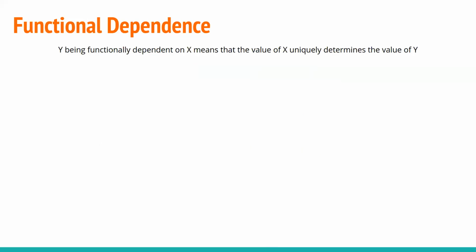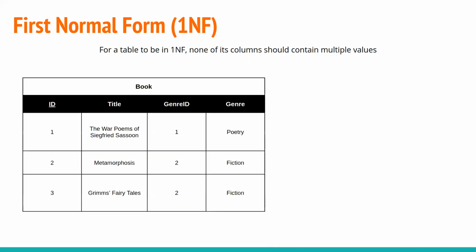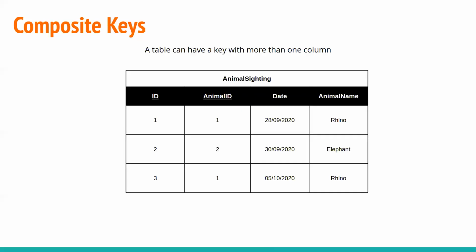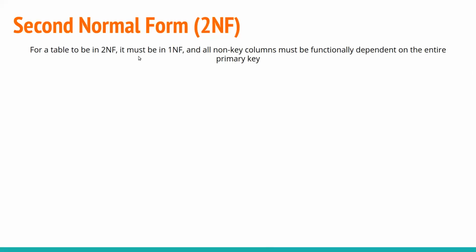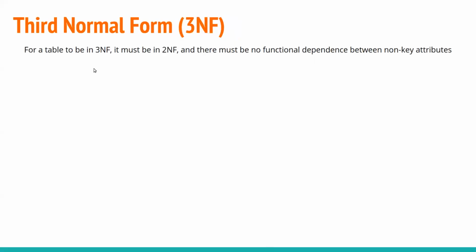In 1NF, for a table to be in 1NF, none of its columns should contain multiple values. For second normal form, the first part of the rule is that it must be in 1NF, so it mustn't contain multiple values in any of its columns, and all of its non-key columns must be functionally dependent on the entire primary key. Then it's in 2NF. Likewise, with 3NF, it must be in 2NF.